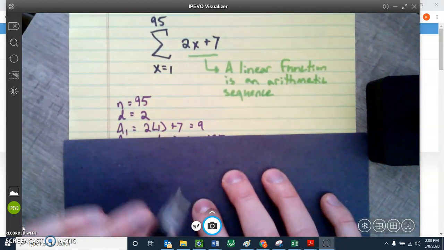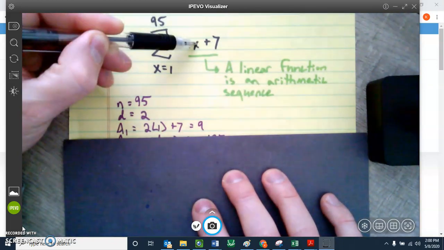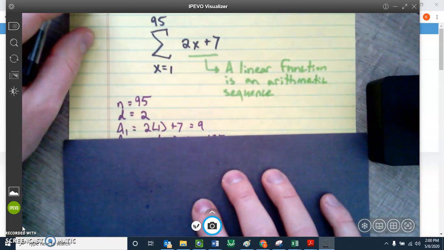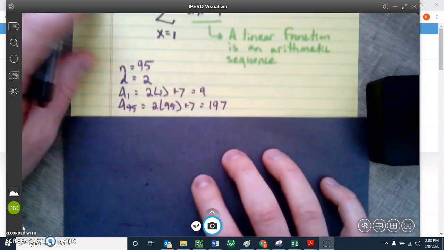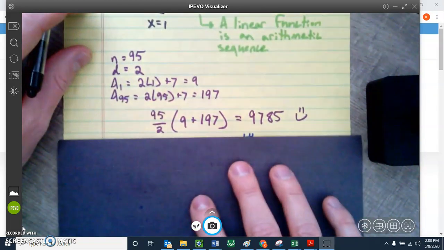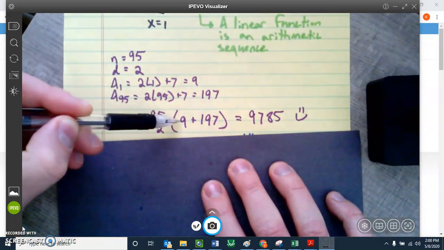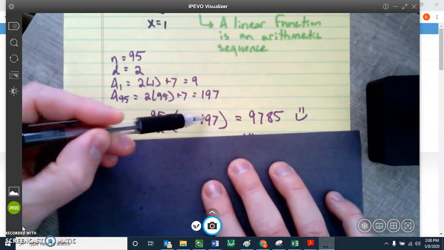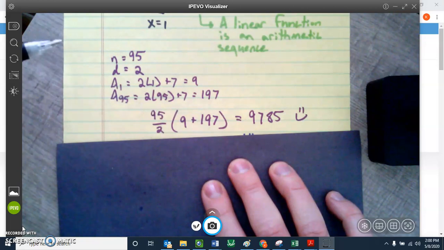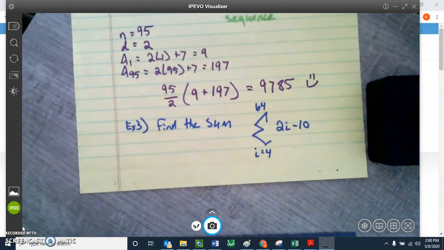Then we have to find the last term of the sequence. To do that, we plug in the upper limit of summation: 2 times 95 plus 7 is 197. Now we have everything we need for either one of those formulas. I gave you the alternate version too. Up to you. I chose the regular version because it's the most famous one: how many there are over 2 times the first one plus the last one. That's what Gauss did. He added the first one and the last one and multiplied it by how many there were. Not too bad.